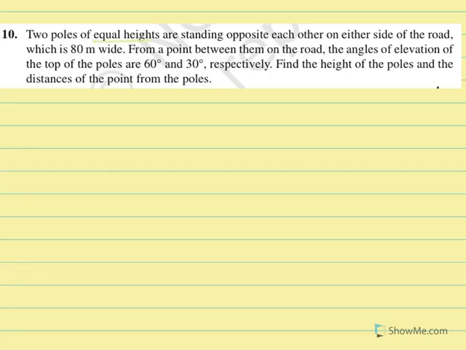Poles of equal height are standing opposite each other. So I'll just draw as I'm reading. I have two poles of equal height. I have one pole here and another pole here. Remember, they said of equal heights. I'll mark the poles. One is PQ and the other one is AB.